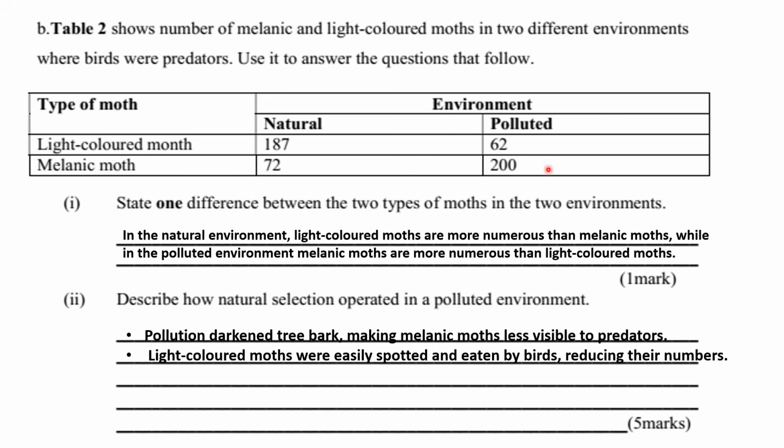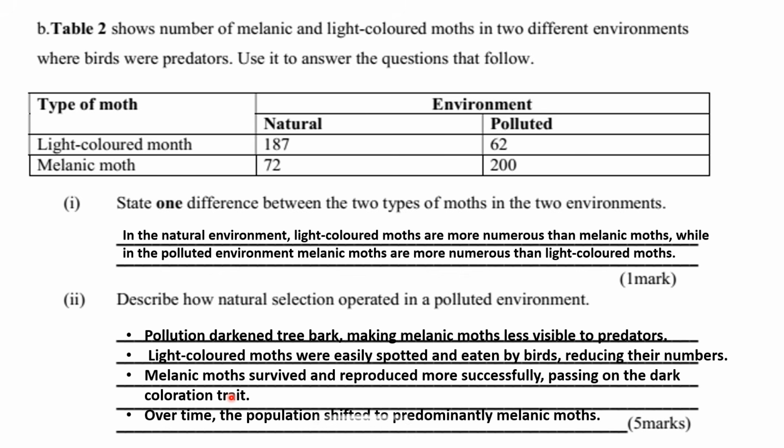So light-colored moths were easily spotted and eaten by birds, thereby reducing their numbers. So melanic moths survived and reproduced more successfully, passing on the dark coloration traits. In the end, over time, the population shifted to predominantly melanic moths.